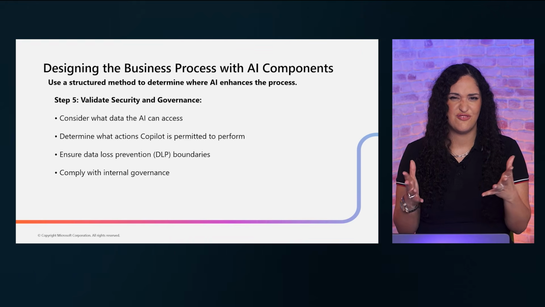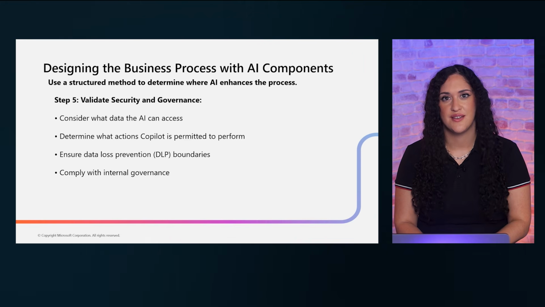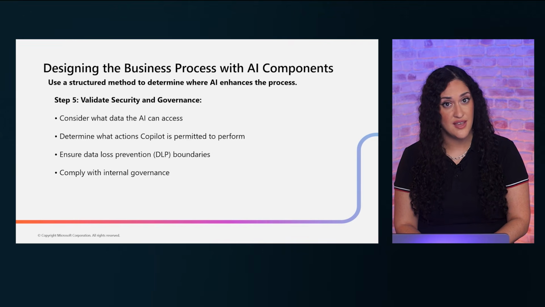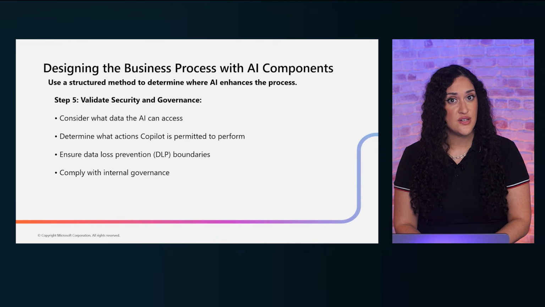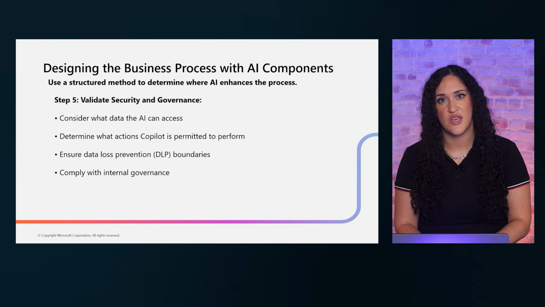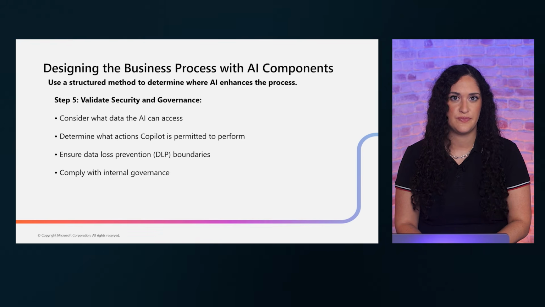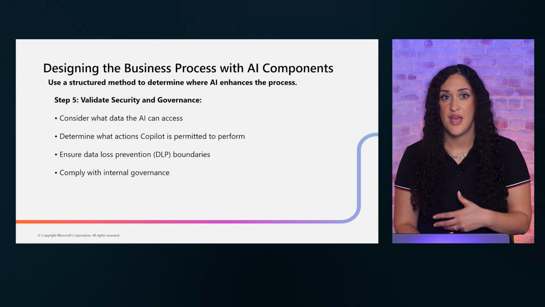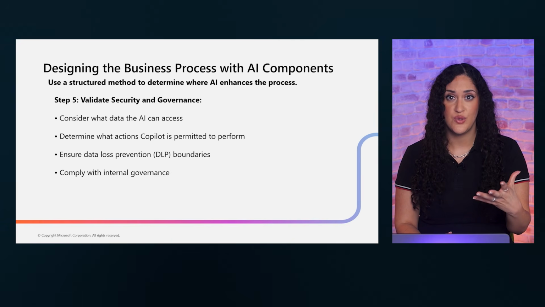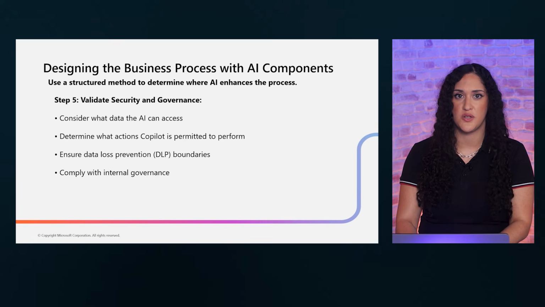Step 5. Validating security and governance. Ask what data the AI can access, what actions it can take, where your DLP boundaries are, and whether everything complies with internal governance. The best practice here is to build security validation into your design from day one, not as an afterthought. As an agentic AI architect, applying responsible AI principles, ensuring AI never exceeds established security boundaries is among your most critical responsibilities.